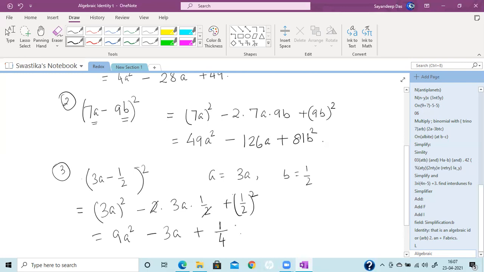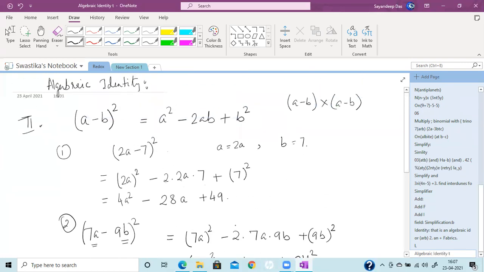So I hope you have understood the application of the identity, which is a minus b whole square is equal to a square minus 2ab plus b square.